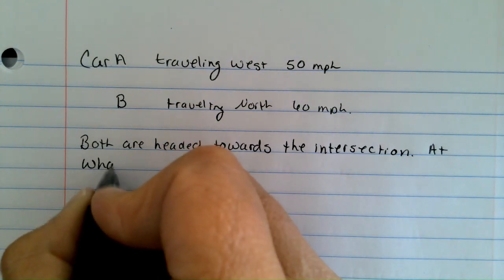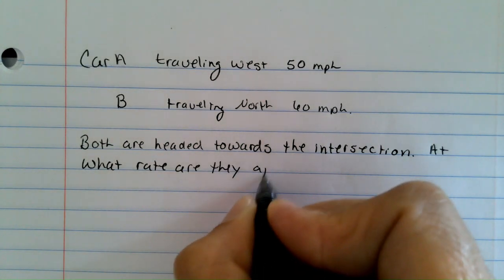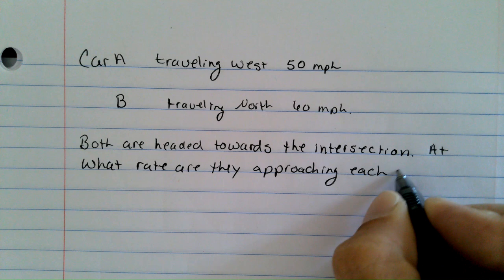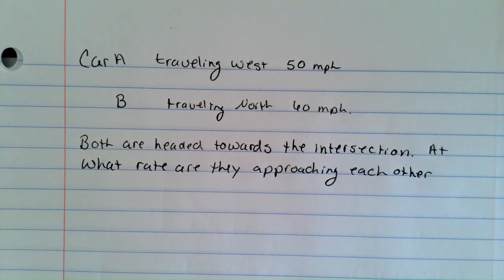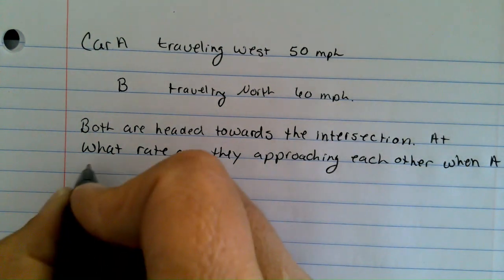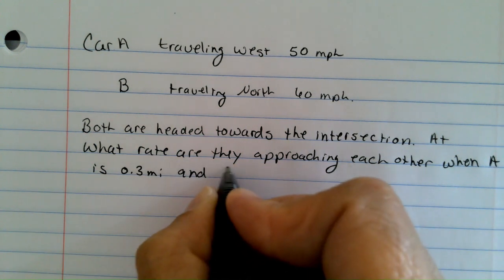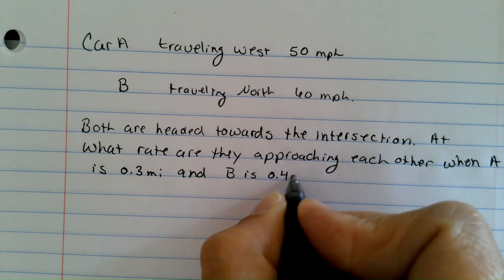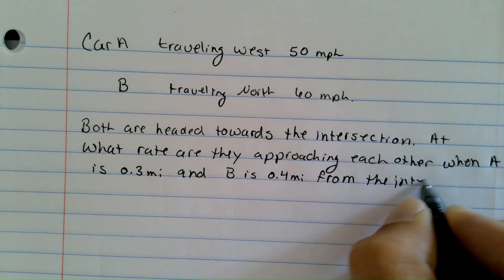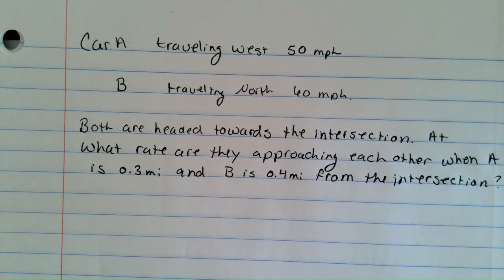At what rate are they approaching each other when A is 3/10 of a mile and B is 4/10 of a mile from the intersection? Okay.